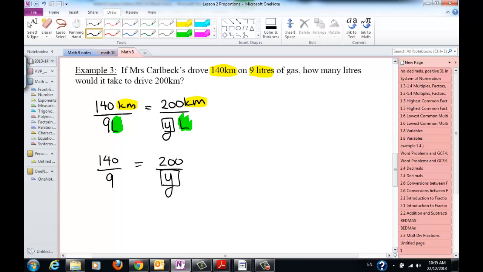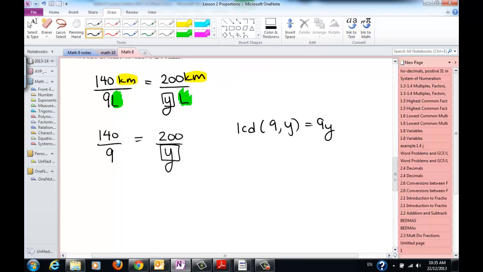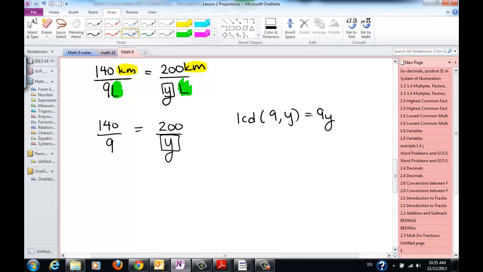So I'm going to multiply both sides. Now you can do the common denominator if you want. So the lowest common denominator between 9 and y, well, that's just actually 9y. So you can multiply both sides by 9y, or you can remember from last unit when we were doing algebraic equations, if I multiply both sides by y, because my goal is to get y equals, and right now the y is on the bottom. So if I multiply both sides by y, remember this is like y over 1, then on the left-hand side I have 140y over 9 is equal to 200, and y divided by y, remember that y is just a number. So any number divided by itself is 1. So I'm left with 200.